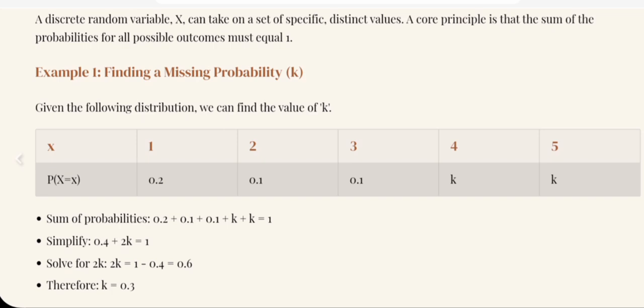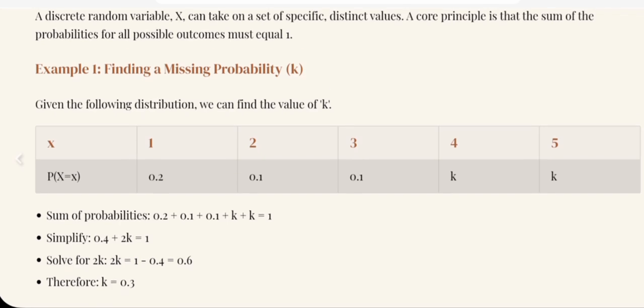In this video, we're going to look at discrete random variables. So here we've got a random variable x, and it can take on the values of 1, 2, 3, 4, and 5. The probability of all of these events has to add up to one whole, because the probability of all mutually exclusive events has to equal 1.